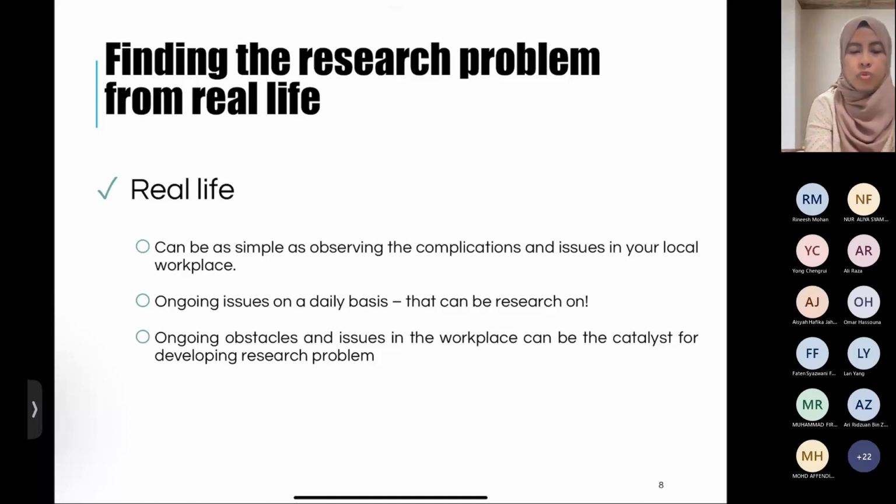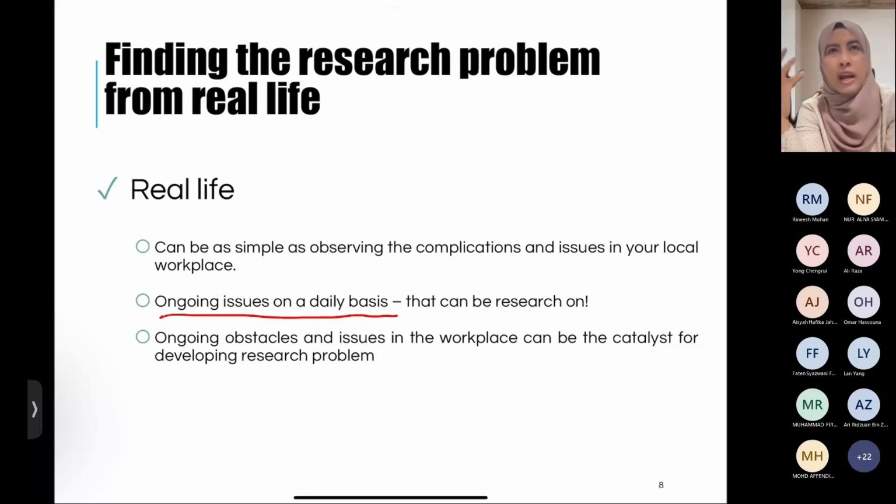So, an ongoing issue on a daily basis. That's why I said, if your lamp is broken one time in 2 years, it's not an ongoing issue. It's just an issue that you need to replace. So research is something that solves an ongoing issue on a daily basis. So an ongoing obstacle and issue in the workplace can be a catalyst for you to develop the research problem.